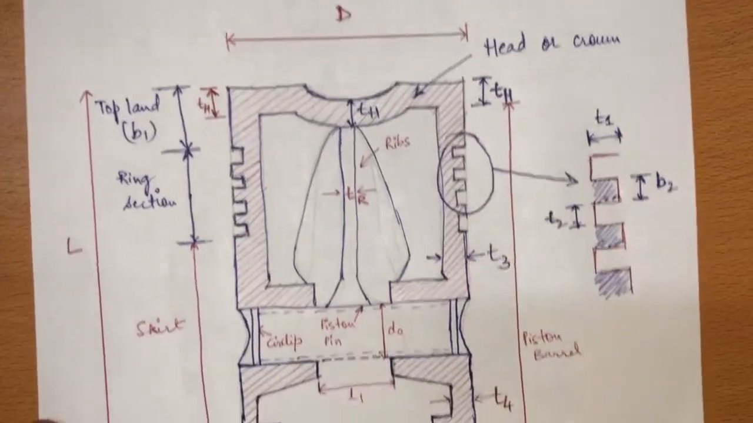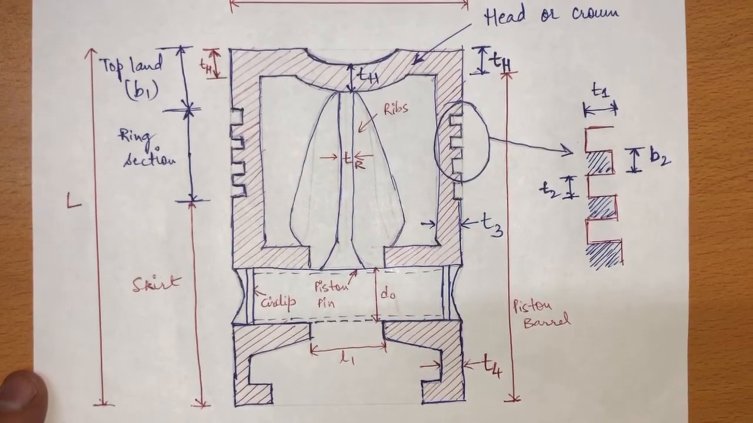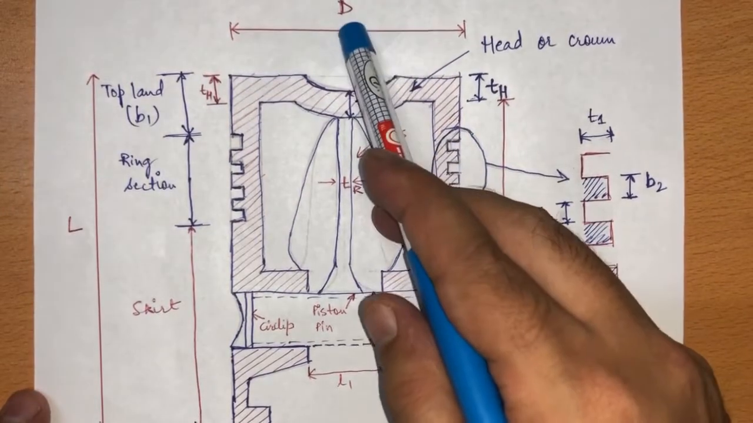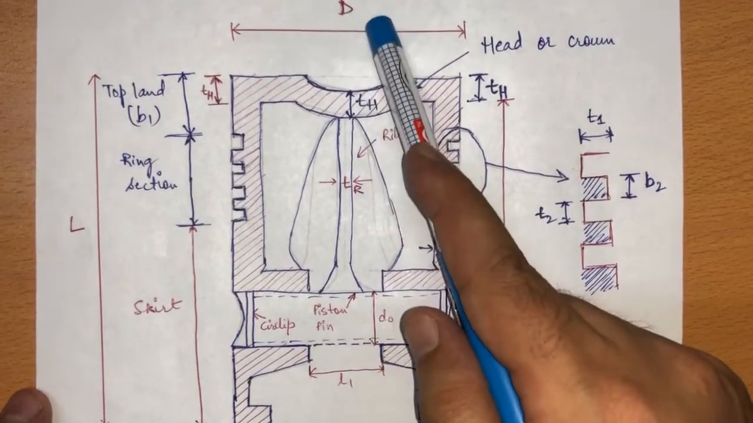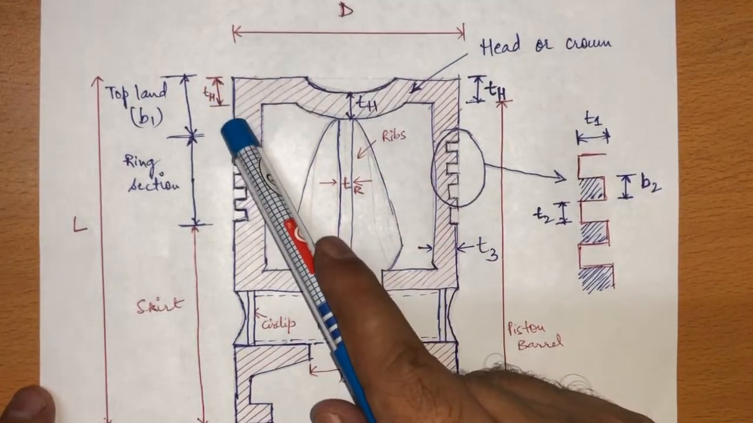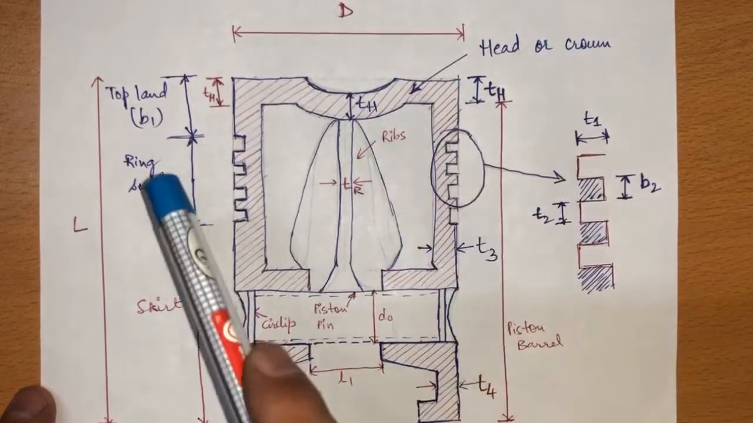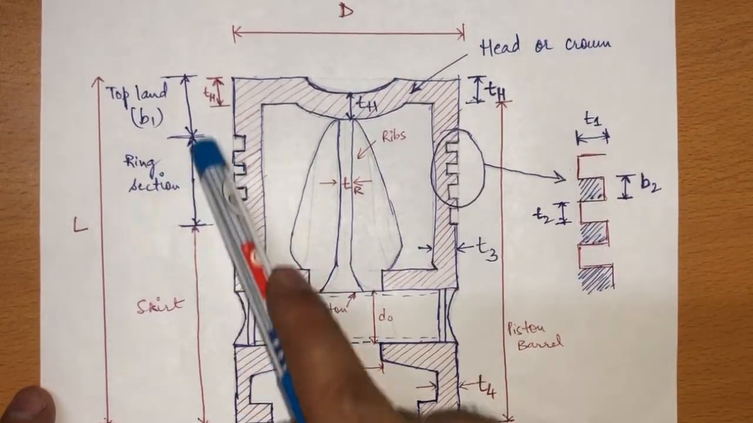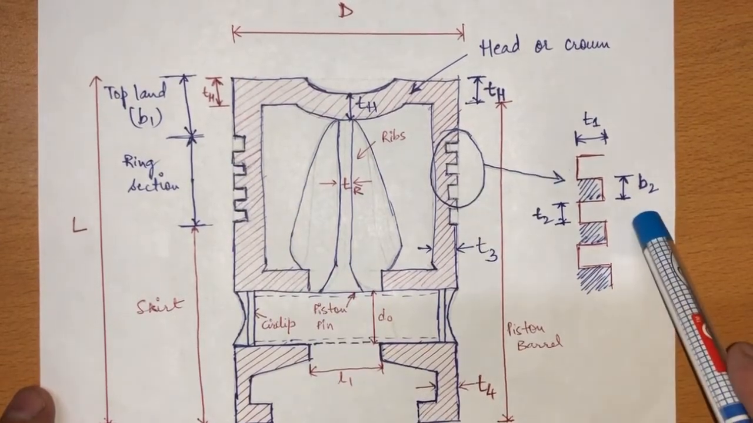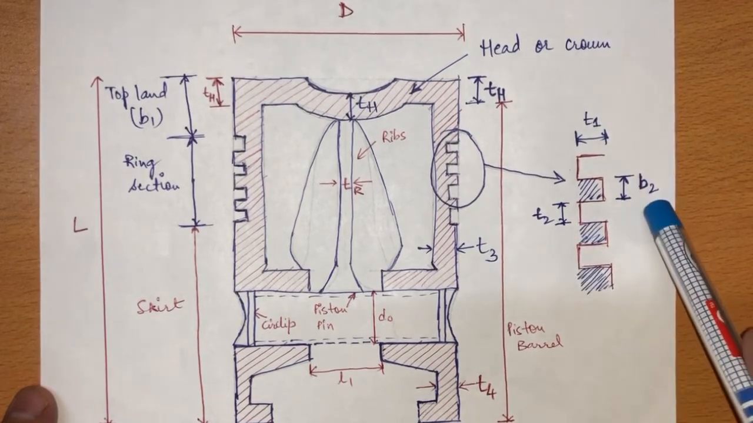To start with, there is this diagram of a piston, a cut section or a cross section of a piston, which has the following parts. A capital D, which shows the cylinder bore or the inner diameter of a cylinder, which is followed by TH, that is the thickness of the head or crown, followed by the ring section, which comprises of the grooves, which I have shown as a zoom version, as T1, T2, B2.